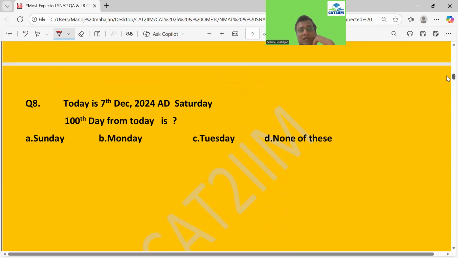Okay, such a question should be done. So they're saying today is 7th December, let's say 2024 AD, Saturday. So 100 days from today is what? The simple one. So just divide this 100 by 7 to get the extra days, that is 2. Remainder is 2. So Saturday, if you add plus 1 Sunday, plus 2, that would be what? Monday. So such a question you should not leave. You should be doing it, right?